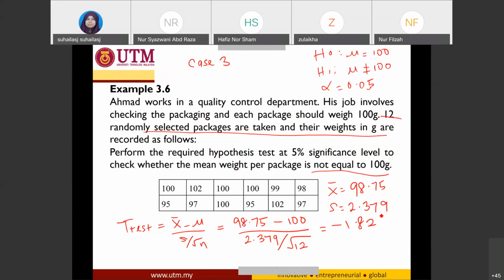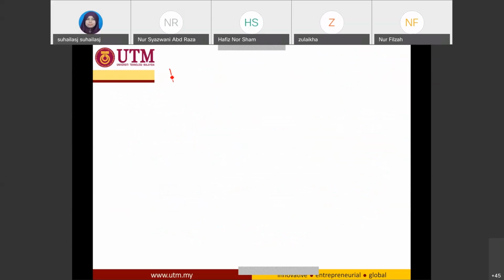Okay, so next step, write down your decision rule. We want to decide how to reject H0. Since this one again, you have two-sided. Why two-sided? Because the mean weight per package is not equal to 100. So that means reject H0 when, if you want to write it long, write it out. If you want to simplify, put the modulus sign: modulus of t-test greater than t alpha over 2, n minus 1.